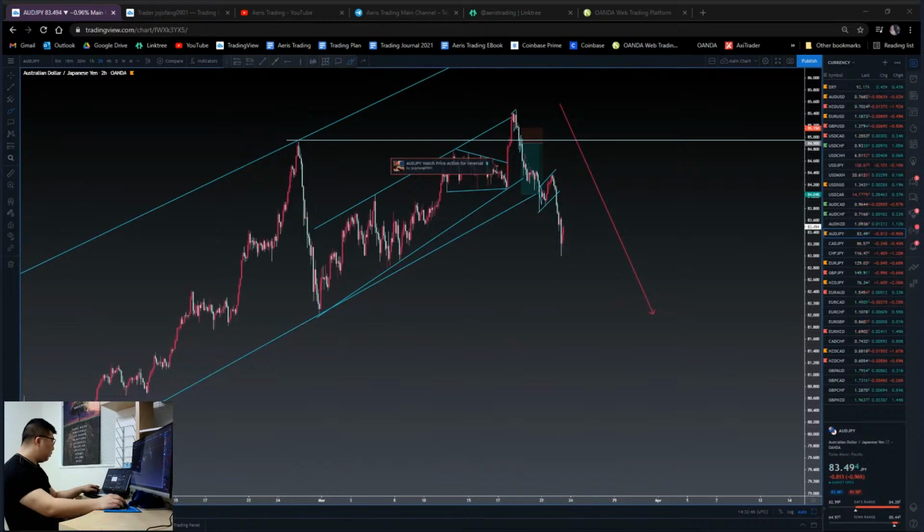Okay, so that is Aussie Yen. Let's go on. Let's move on to other yen pairs. I know some of you guys are looking at other yen pairs as well.